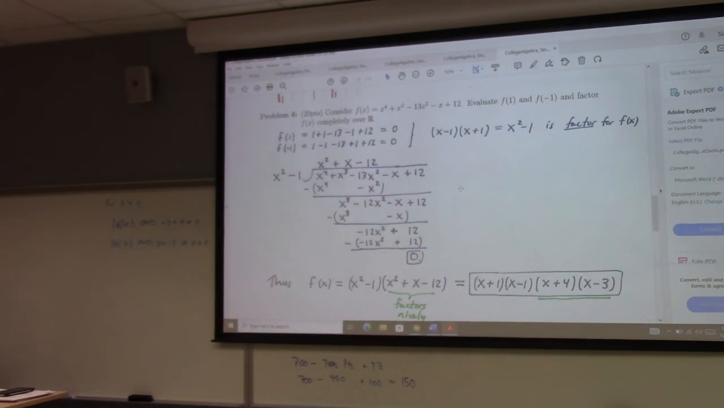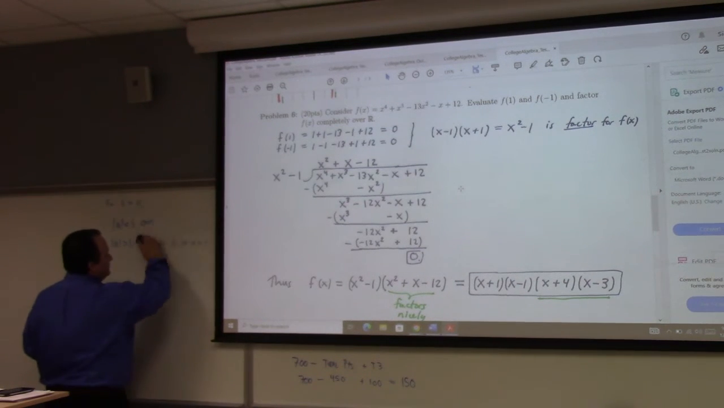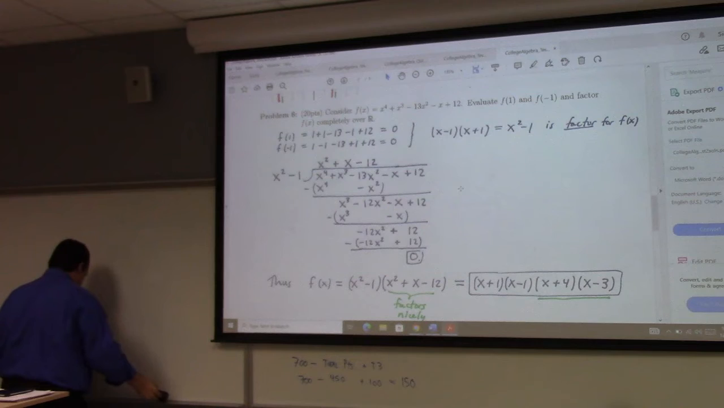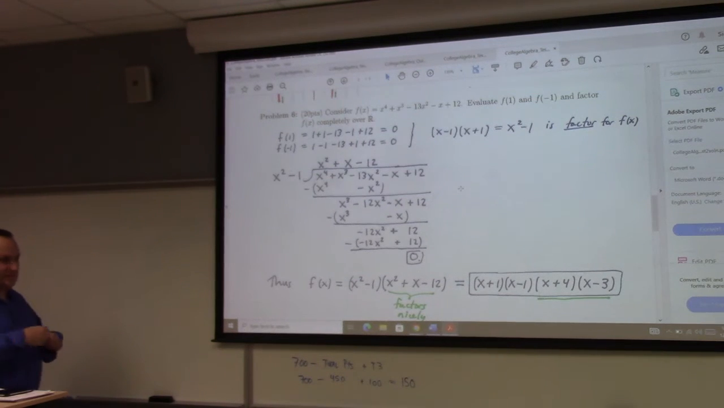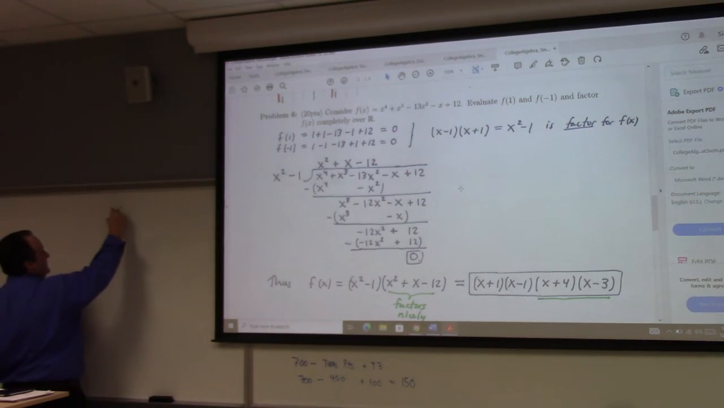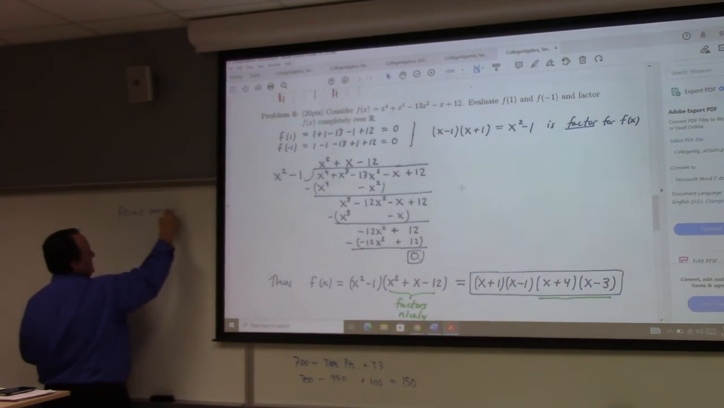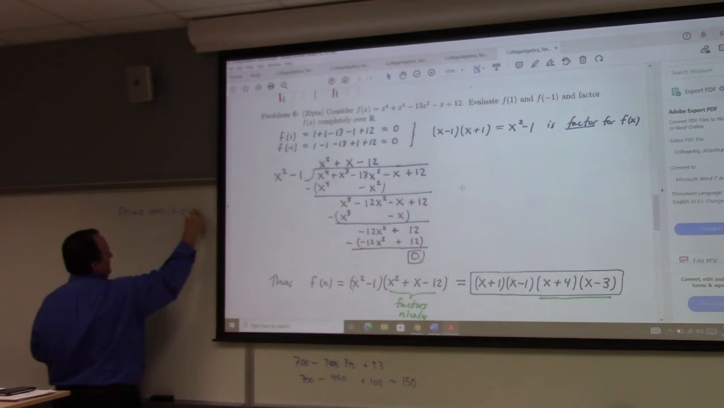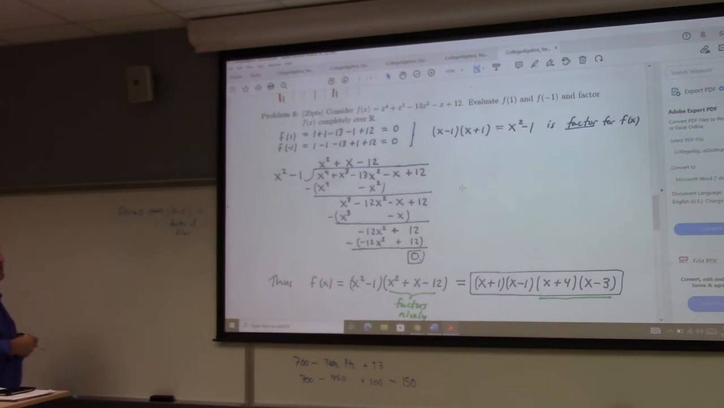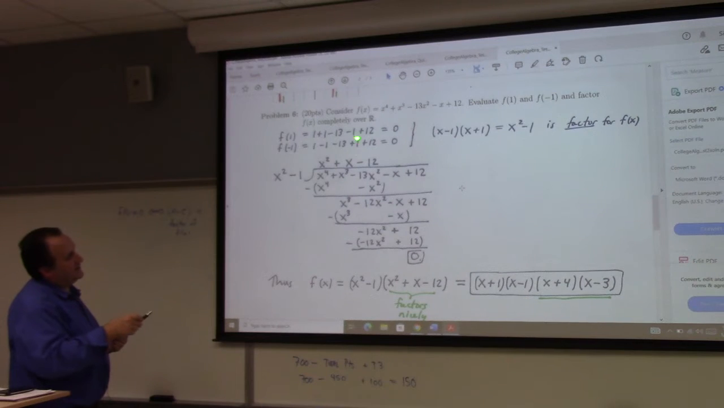Another thing we should remember is the factor theorem. There are 2 versions of the factor theorem. The most basic version is just this, right? If you have f of c equals 0, that's true if and only if x minus c is a factor of f of x. That was one version of the factor theorem, and I used that in this problem twice, to get a factor of x minus 1 and to get a factor of x plus 1.